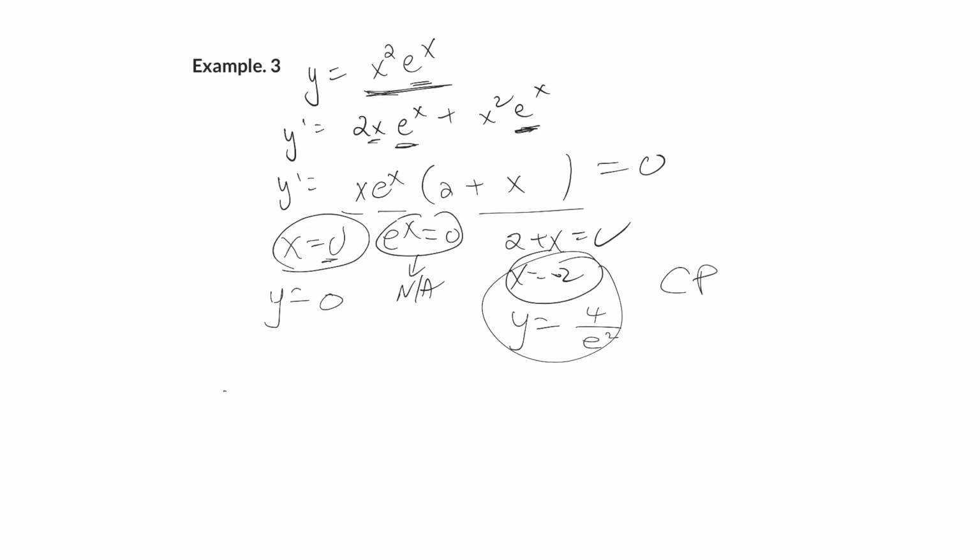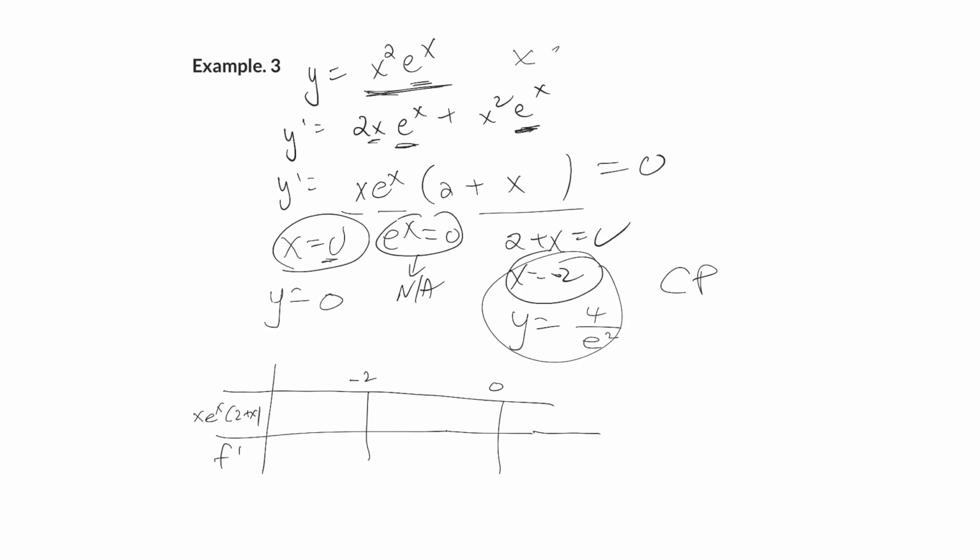Now the question is, are they turning points? And if so, are they local max or local min? We do the exact same thing. We set the critical numbers -2 and 0, and I'll put here f prime, and this is your function. You can put x e^x (2 plus x), and then you sub in some numbers between the intervals because we're unrestricted. So in this case, the domain is all real numbers.